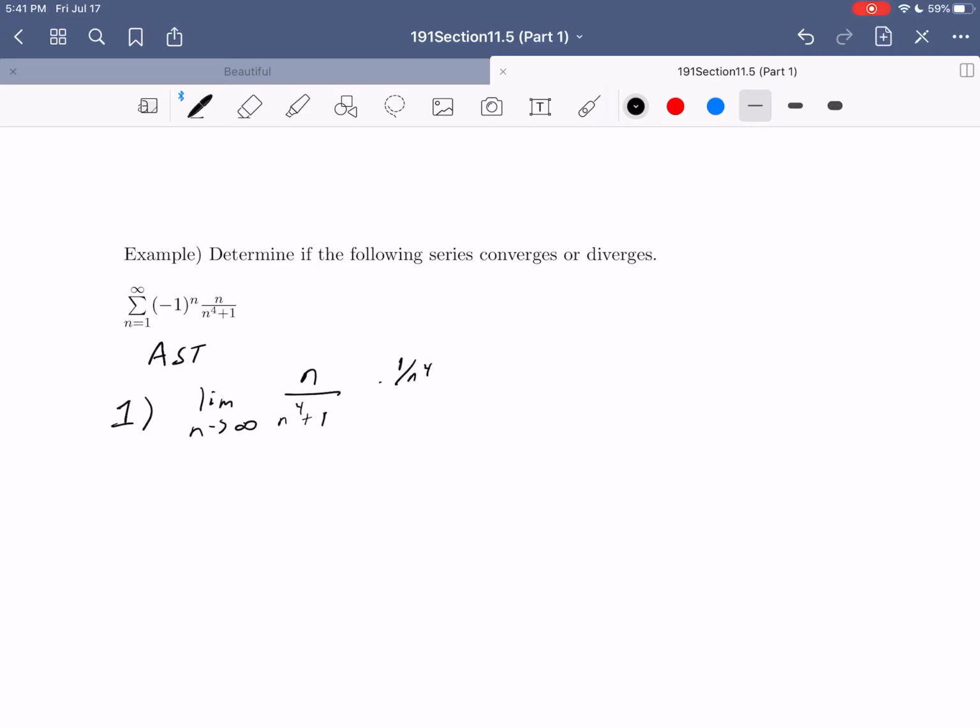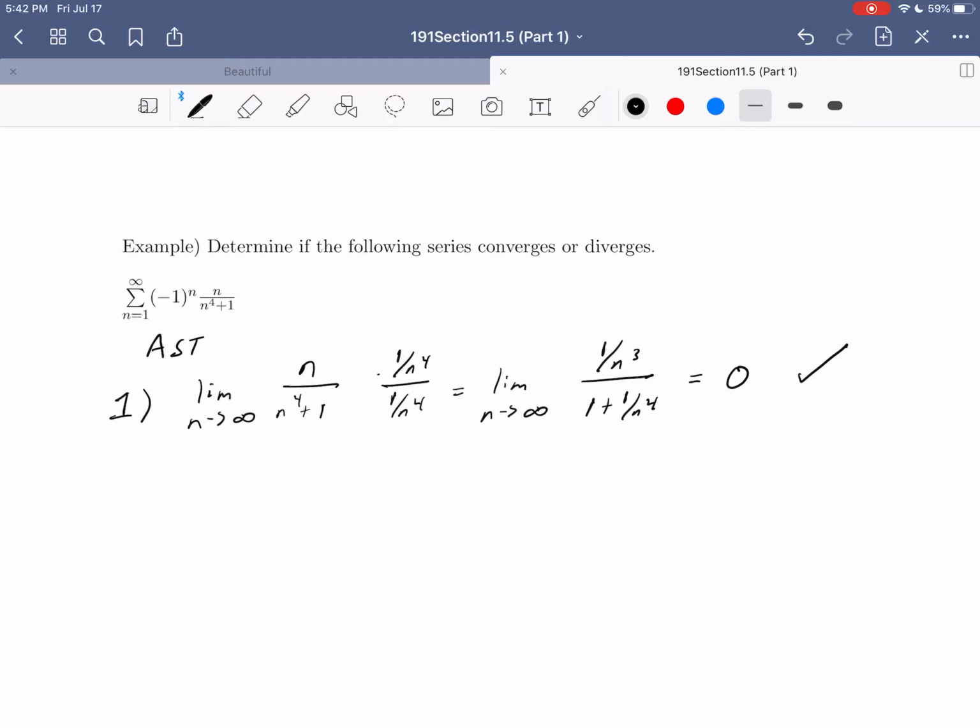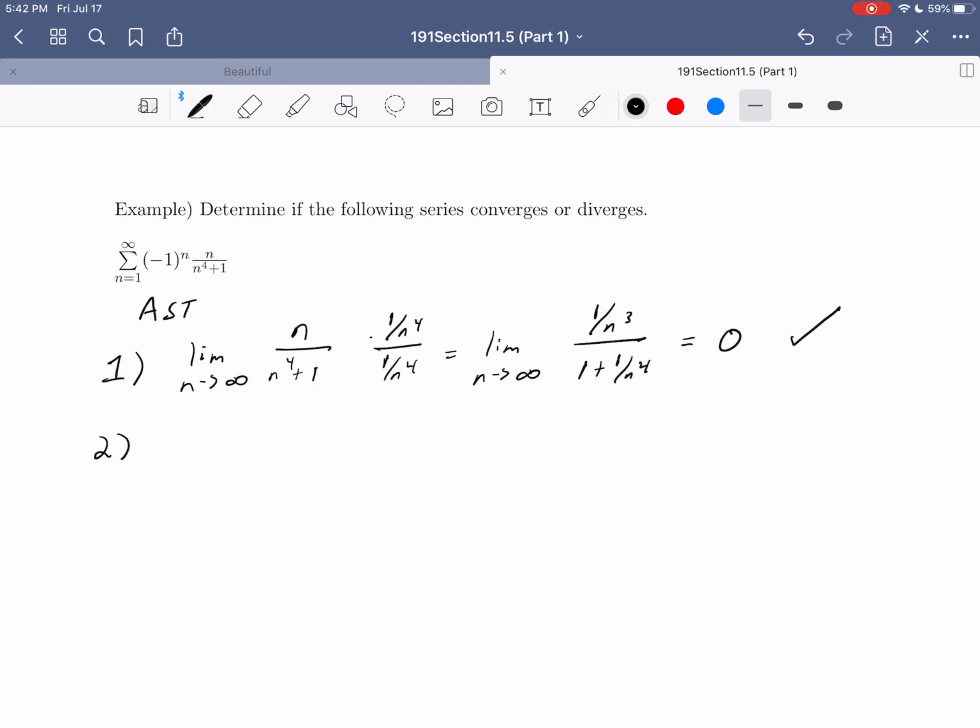We could multiply top and bottom by 1 over n to the 4th. I should get limit as n goes to infinity, 1 over n cubed, 1 plus 1 over n to the 4th. Should be clear that that's 0, and we're all good with condition 1. For condition 2, we need to show that a_n is decreasing.